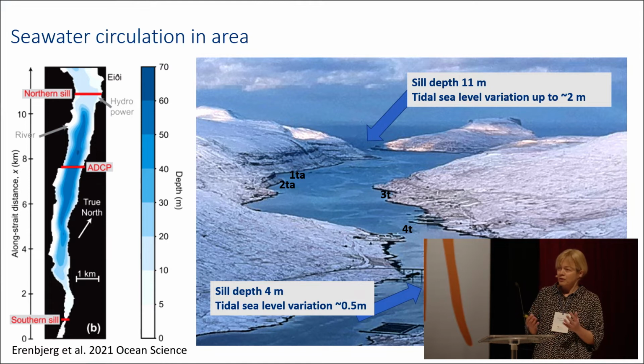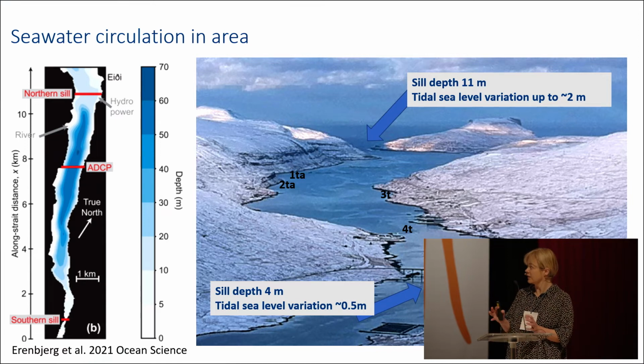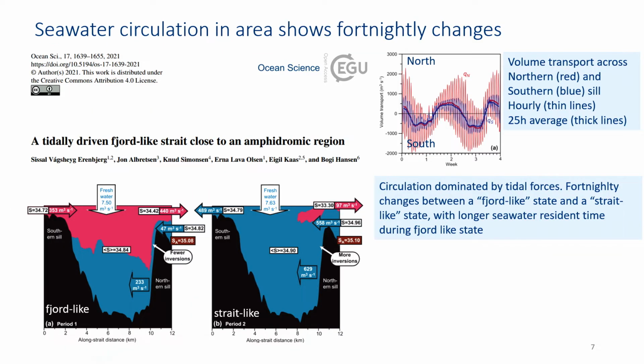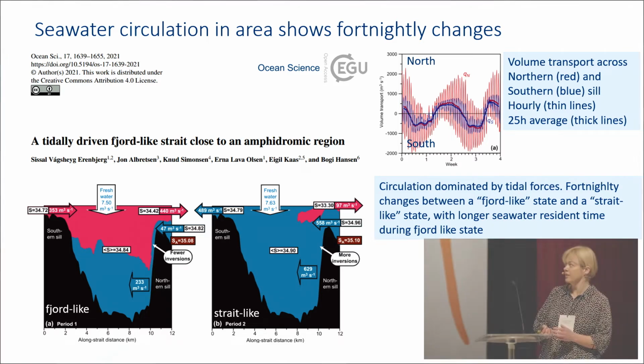So if we want to find out why we see this strange distribution of the sea lice, we have to look at the seawater circulation in the area. And this is this study basin. It is quite long and narrow. And at the entrance to the north, there is a sill. And the tidal sea level variation is up to 2 meters. South of the basin, there's also a sill. And there the tidal variation is much less. And this is because we have an amphidromic point somewhere near here in Tórshavn. And these features make the seawater circulation quite distinct in this area.